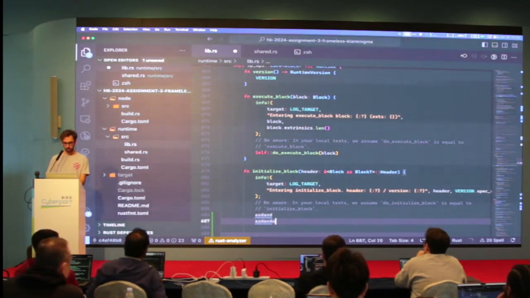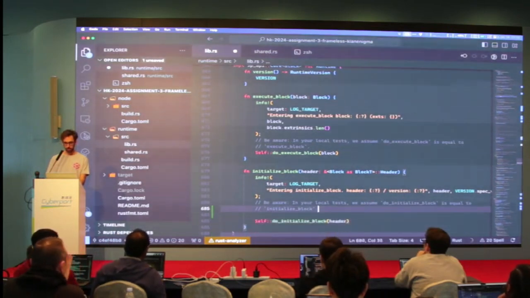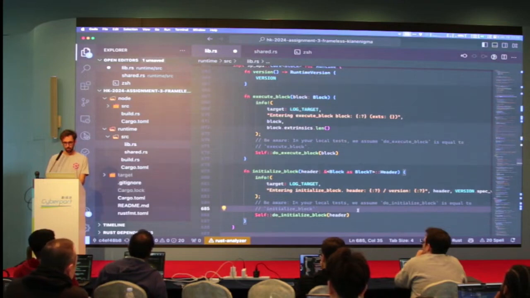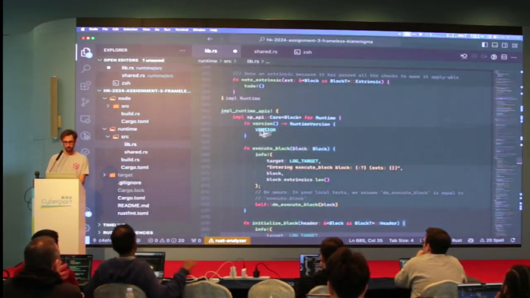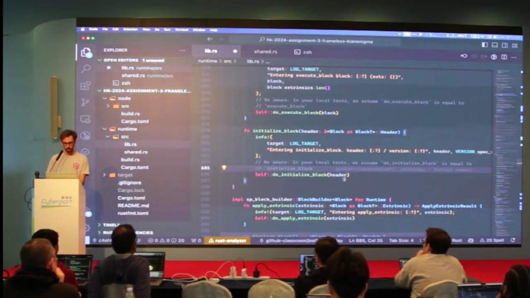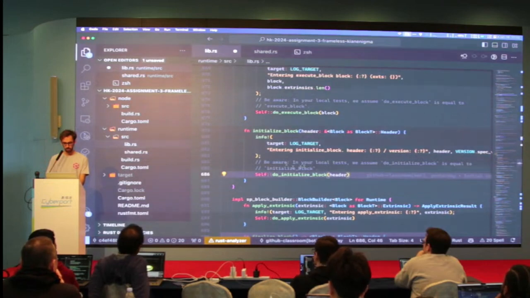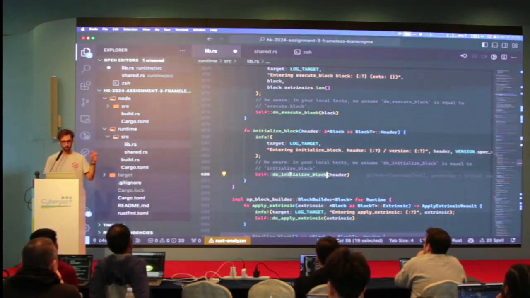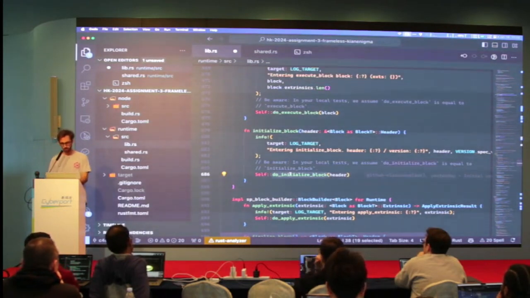One reason that I personally don't do it is that Rust Analyzer or other IDEs don't work really well inside macros. So the code in here is not really being interpreted. But if I go to this do_initialize_block, because it's normal Rust code, Rust Analyzer and such work a little bit better. That's just a personal preference, not a big deal.